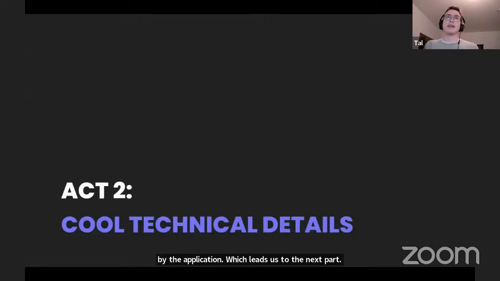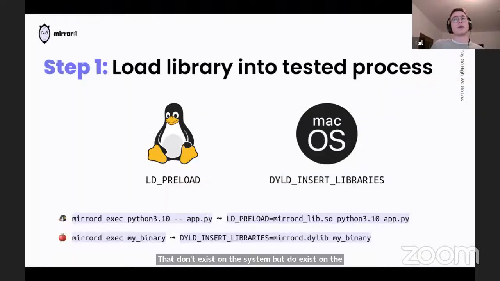So here we'll take a look at the key steps MirrorD takes in order to hijack an application's calls and make them magically succeed, even when trying to access resources that don't exist on the system, but do exist on the Kubernetes cluster the developer is working with. So the first thing we need to do is to get our code into the process's memory. Now I'm speaking from a MirrorD developer's point of view. So when I say our code, I mean the MirrorD code.